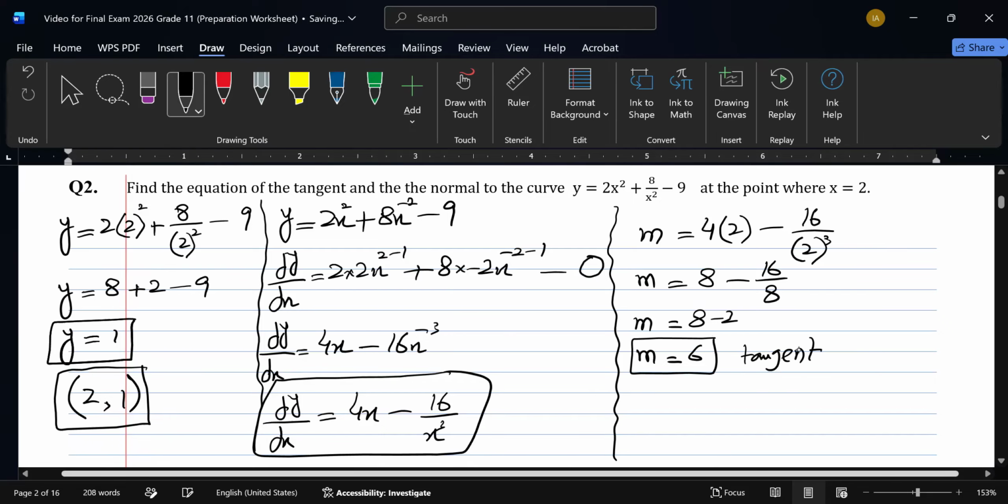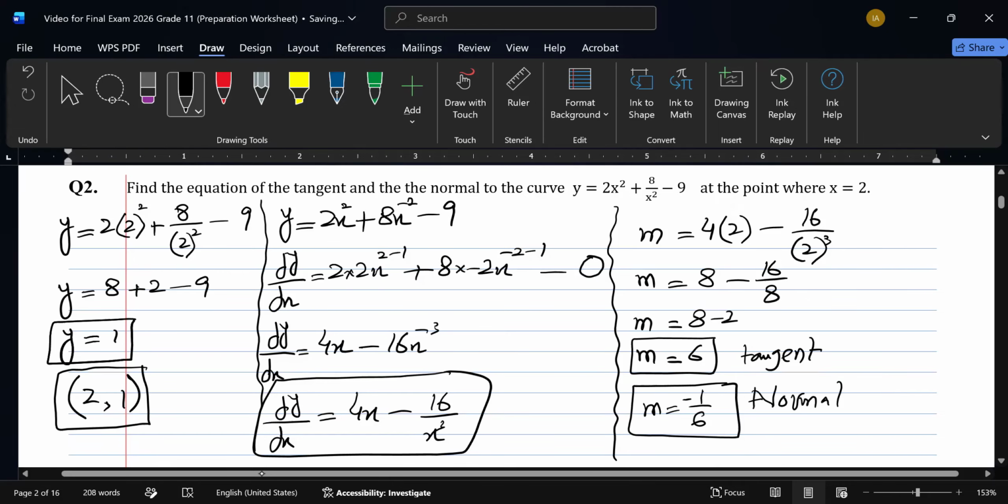Since I'm looking for the equation of the normal as well, I calculate the gradient of the normal too. As you know, the normal and the tangent are perpendicular to each other. Therefore, the gradients must be negative reciprocals of each other. Look at the 6. If I take the reciprocal, it becomes 1 over 6. But the sign must be changed. The signs must be different from each other. This is the way we calculate the gradients, one for the tangent and the other for the normal.